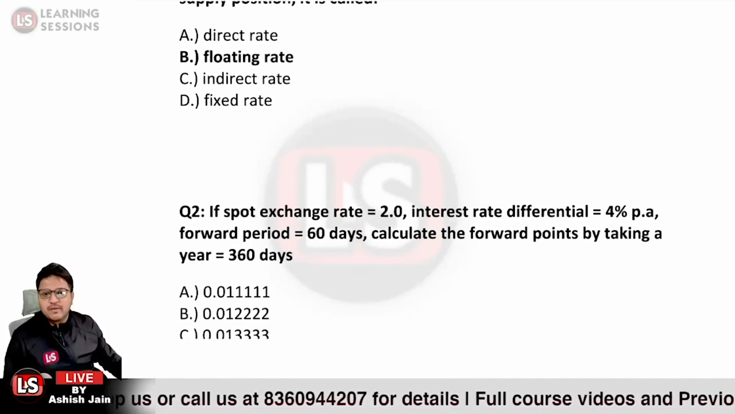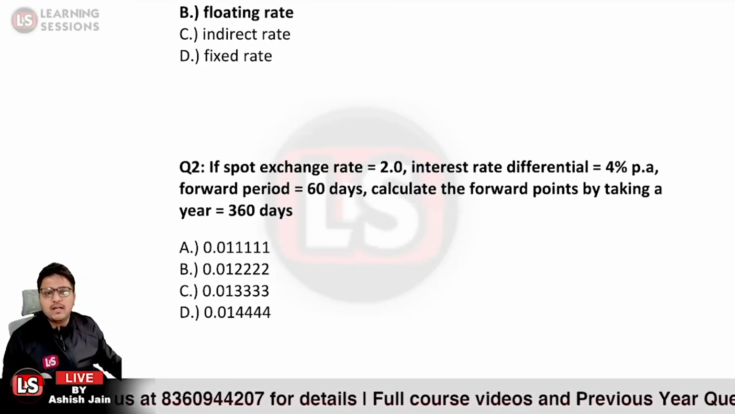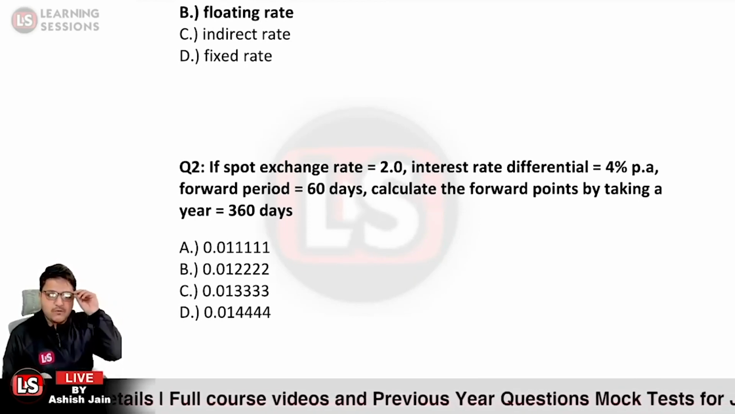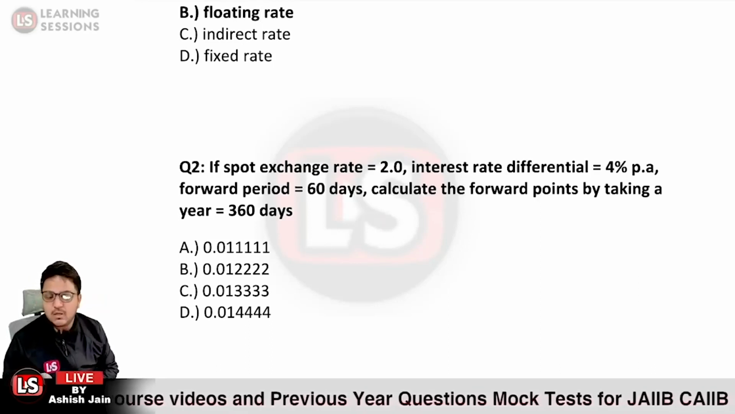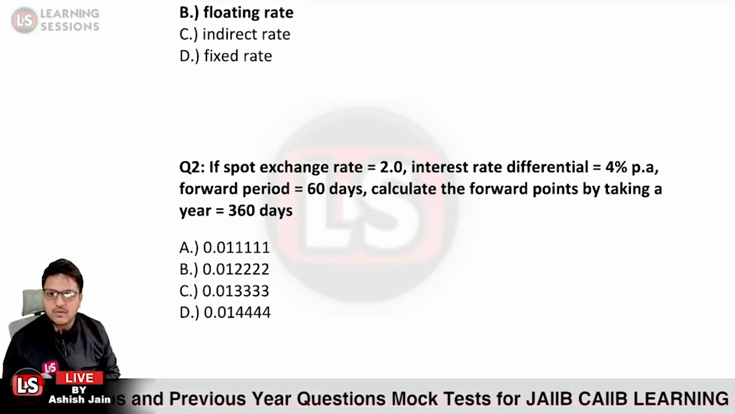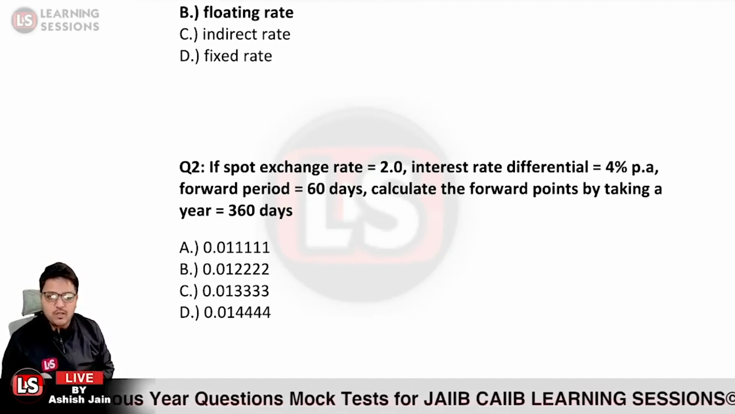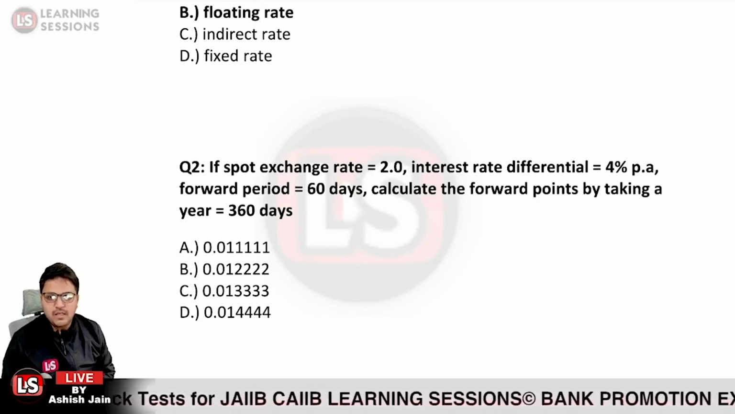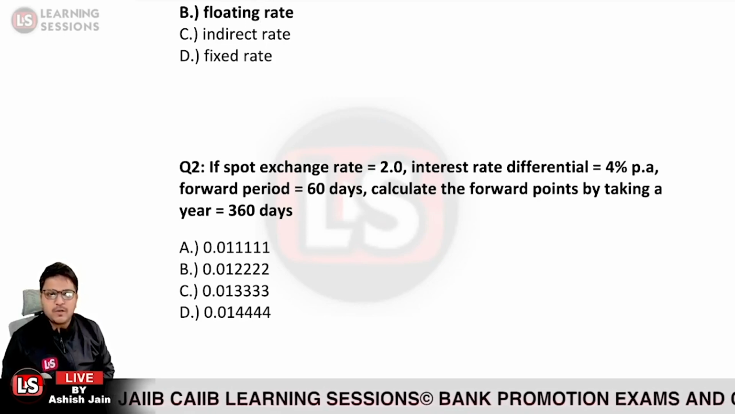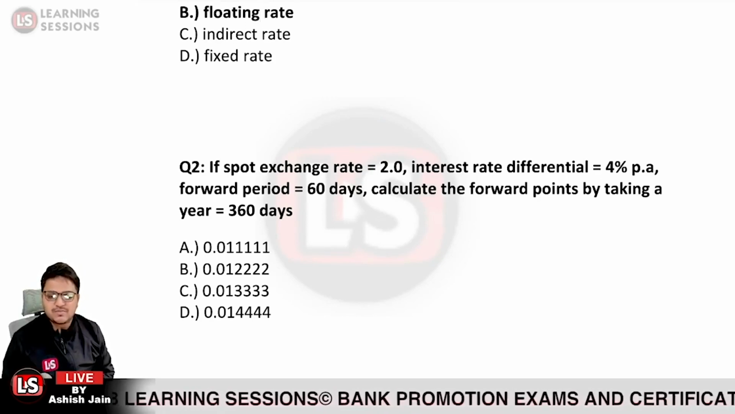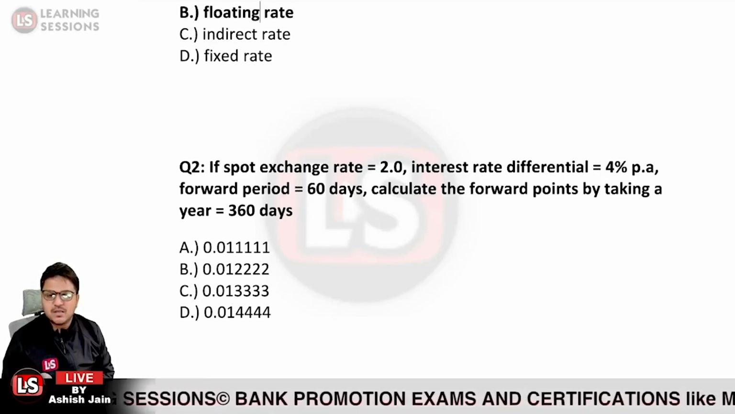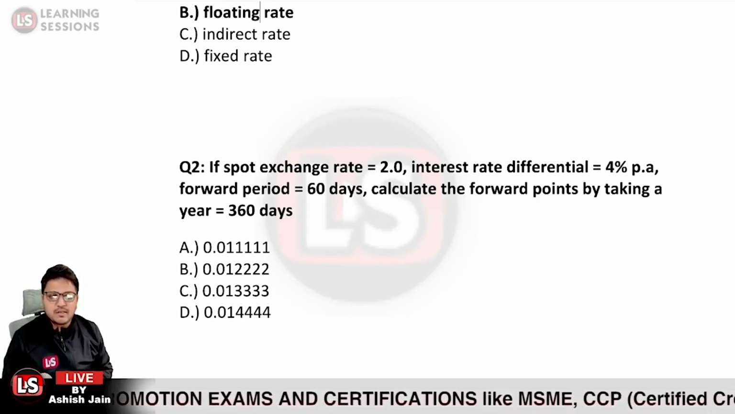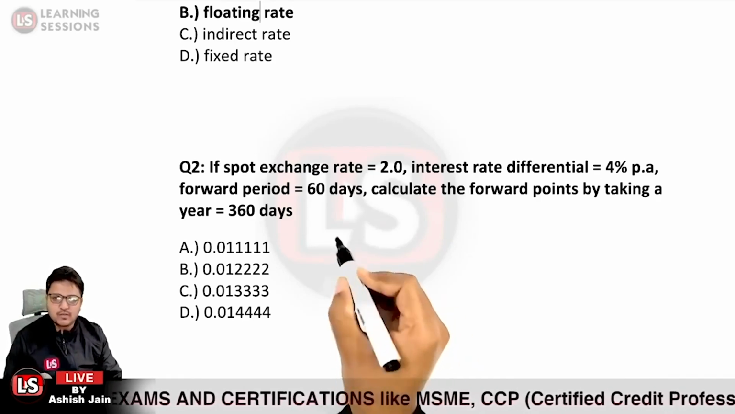Question number 2, it says if the spot rate is given to be 2, interest rate differential is given to be 4%, forward period is given to be 60 days, calculate the forward points by taking a year is equal to 360 days. So what will be the answer related to the question number 2? We need to calculate the forward points in this particular scenario. Spot rate is given, interest rate differential is given, forward period is given, and it's quite easy to calculate. So what is the answer?